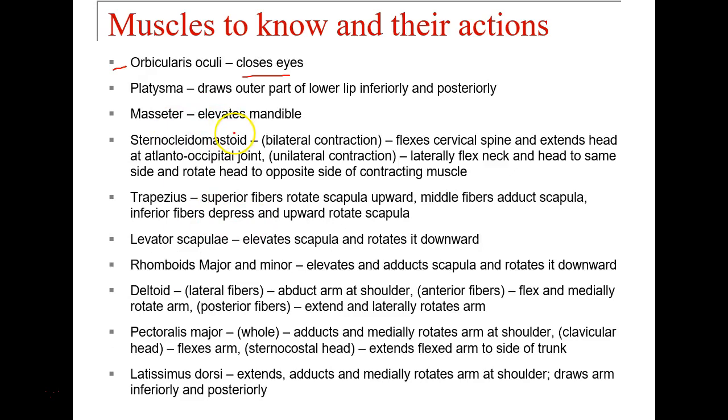Masseter elevates the mandible. This helps us chew. Sternocleidomastoid, we have a few different actions. We can work with both of these muscles, left and right, contracting at the same time. So bilateral contraction flexes the cervical spine and extends the head at the atlanto-occipital joint. Unilateral, we will laterally flex, and then we will rotate the head. Trapezius, levator scapulae, rhomboids major and minor. These are all muscles you'll want to take a look at.